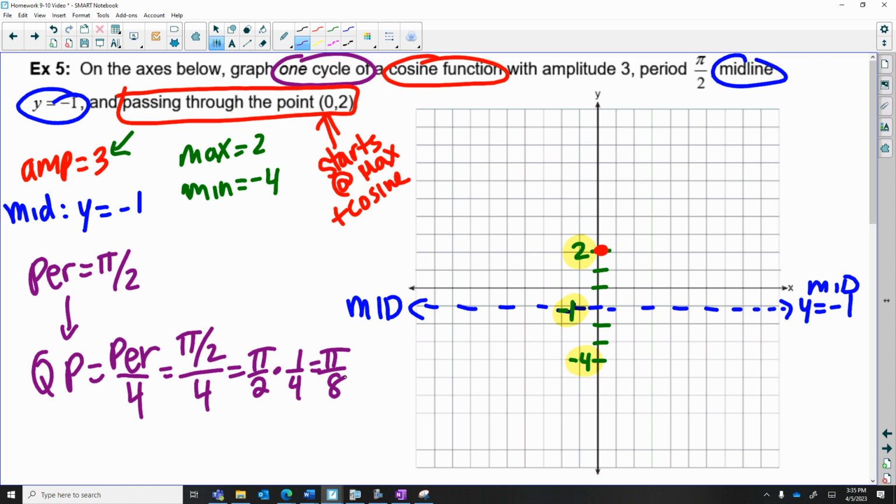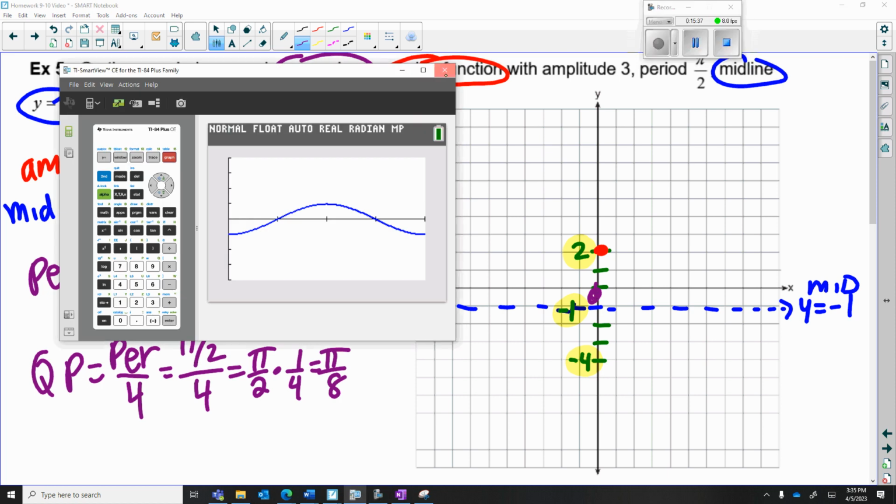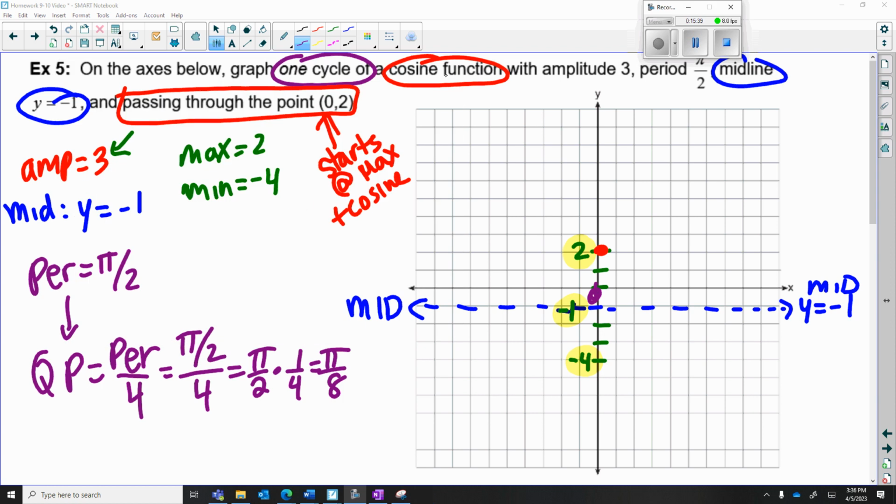So let's start at 0. That's going to be our first point, right? And then we're going to count 1 pi over 8, 2 pi over 8, 3 pi over 8, and 4 pi over 8. So it looks like you can't count by 3s. You have to count by 2s here. I just tried it.